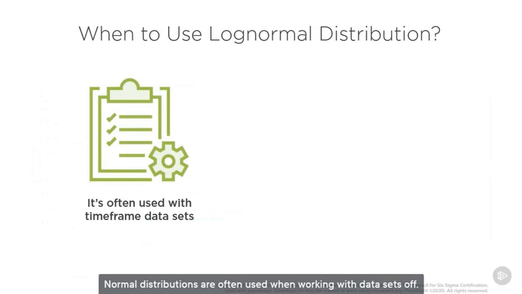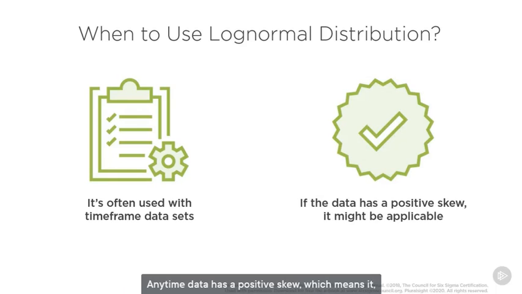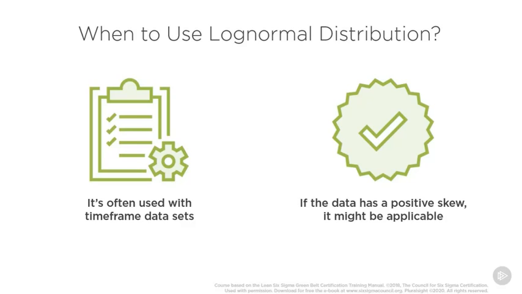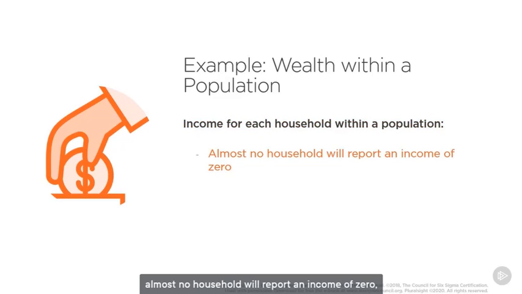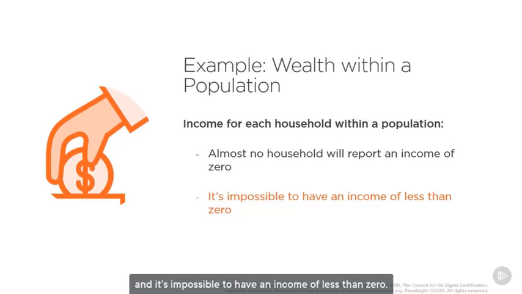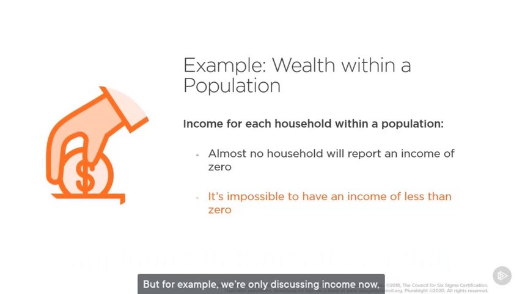Log-normal distributions are often used when working with datasets of time that describe time durations, such as the time a process or machine is down, or a distribution of assets or wealth among the population. Anytime data has a positive skew, which means the tail of the data is to the right, then a log-normal distribution might be possible. Consider the example of wealth within a population. If we only consider the amount of income each household within a population reports, almost no household will report an income of zero. And it's impossible to have an income of less than zero. Yes, you can have a net worth that is negative, and you can have a cash flow that is negative if you consider income and expenses. But for example, we're only discussing income.